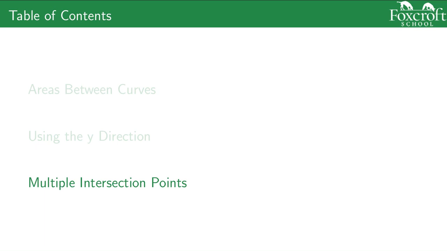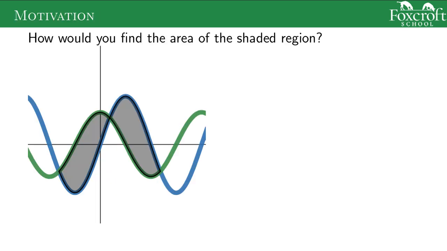In this video, we're going to look at what happens if the area that we're trying to find has multiple intersection points. So let's say we're trying to find the area of this shaded region. If we look in any direction, it is never the entire shaded region that has one color on the top and one color on the bottom.